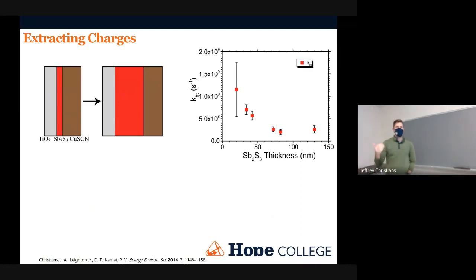We could only see the total population of charges inside of the red material. But if we track how fast that's decaying, basically the system is discharging electrons. We saw as we made it thicker, that rate slowed down, which makes sense. It's harder to actually get charges out.